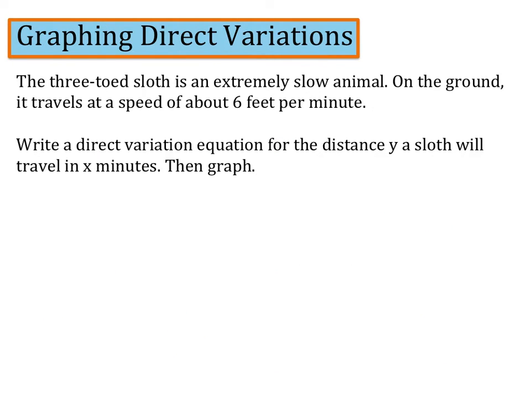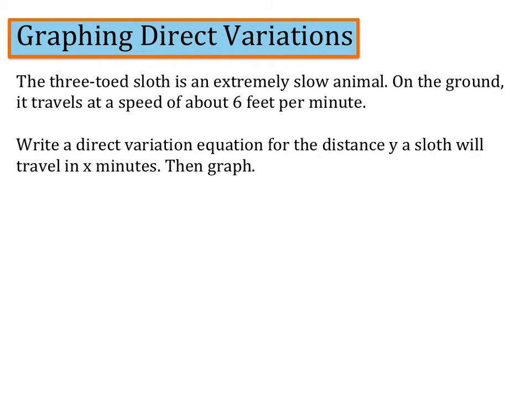Let's look at an example of graphing direct variations. So we're going to look at the three-toed sloth, who is an extremely slow animal. On the ground, he travels at about 6 feet per minute. So we're going to take this information, turn it into a direct variation equation, and then graph it.